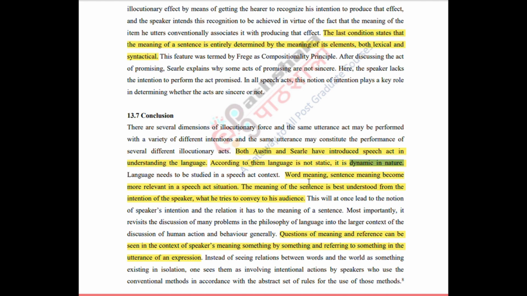So speech act is understood by knowing the meaning of the word and the sentence meaning. All these things help us to determine the meaning of a speech act. So the meaning of the sentence is best understood from the intention of the speaker. If you want to understand the intention of the speaker, then you should know the meaning of any word and what he tries to convey to his audience.